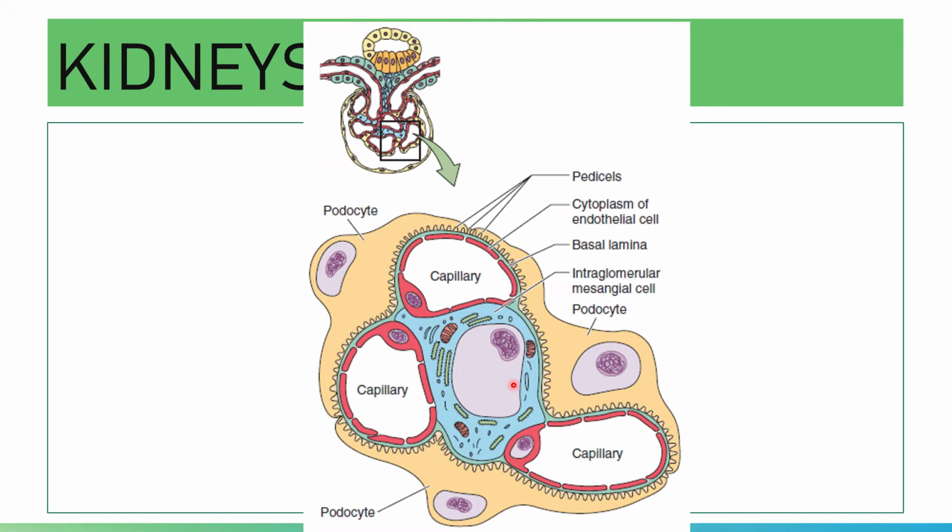Here is an illustration of a podocyte. Of course, this is your glomerular capillary, and this is your podocyte. This one gives rise to major processes, and the major processes of your podocyte will give rise to your pedicels. And these pedicels envelop your capillaries.